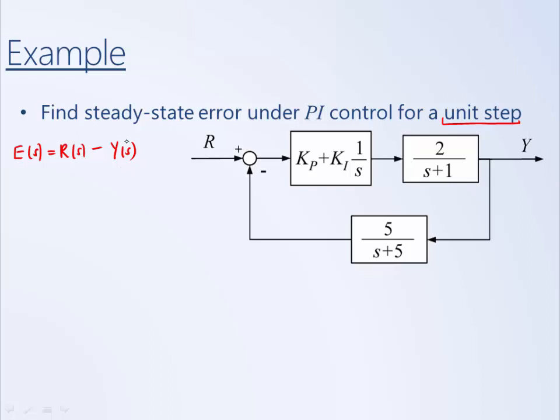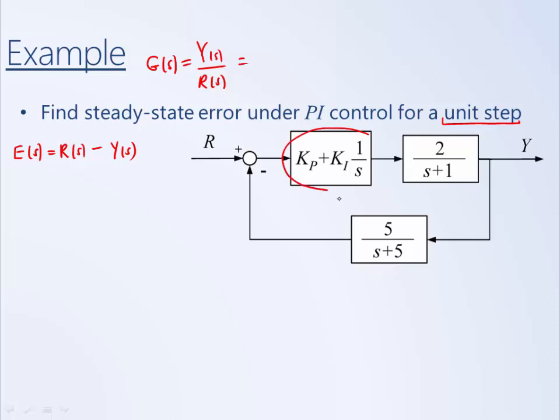R of S in this case is simply 1 over S because we have a unit step input. Y of S we can get an expression for from the closed loop transfer function, which we will call G of S, which has an output of Y of S and an input of R of S. It's a negative feedback structure, so we can use our rule forward over 1 plus loop.